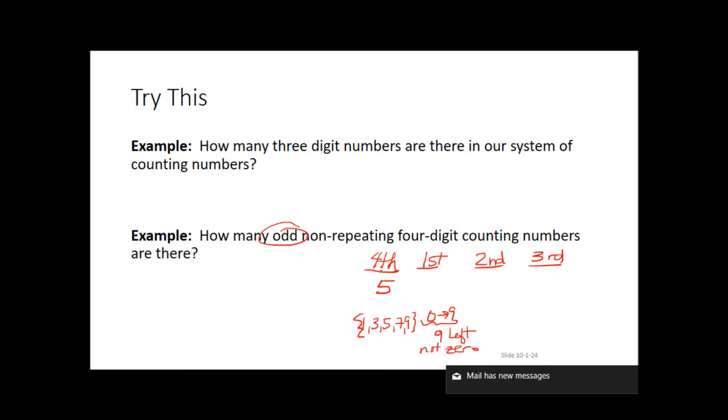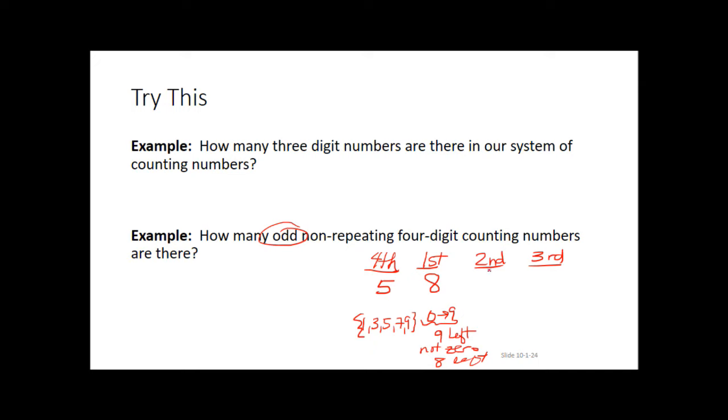We know we didn't use 0 for the fourth digit because it's not an odd digit. So that means that out of the 9 that were left, we take out the 0 and there are going to be 8 left. So this first digit, we have 8 possibilities.